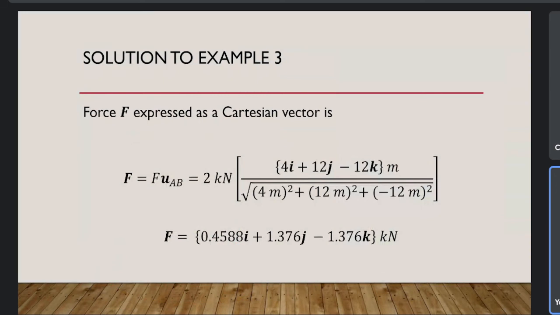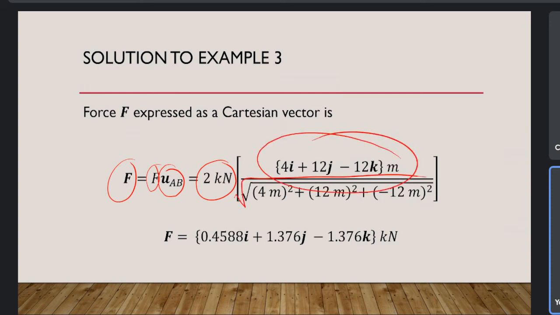So force F expressed as a Cartesian vector is, we go back to the same formula, force times unit vector AB, which can be written as 2 kilonewtons times (4i + 12j - 12k) meters divided by the magnitude of vector AB. So here you might ask, how did we get it? It's actually the vector AB divided by the magnitude of vector AB.